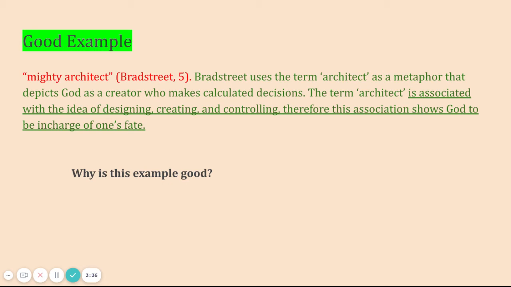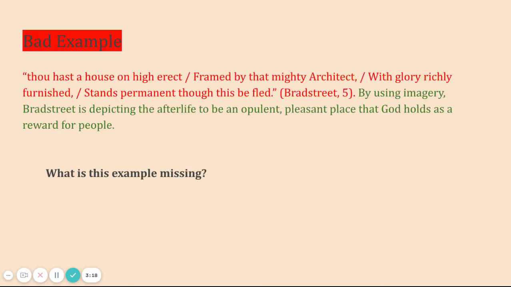Why is this a good example? This is a good example because it includes an elaboration of how the author uses a metaphor to explain what the subject of the text is being compared to. The author does not just mention the metaphor and what it's being compared to, but it explains and tells you how it's being compared to it.